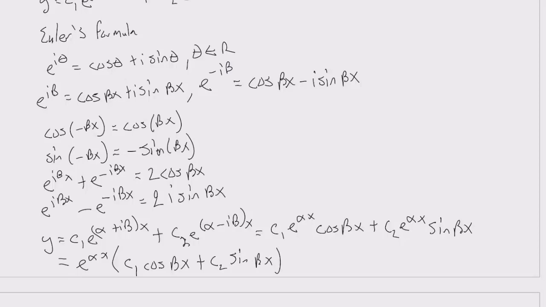Okay, so in summary, if we have that second-order differential equation, we've got three cases we want to look at for solving our quadratic, and each of the three cases has its own format of the general solution.